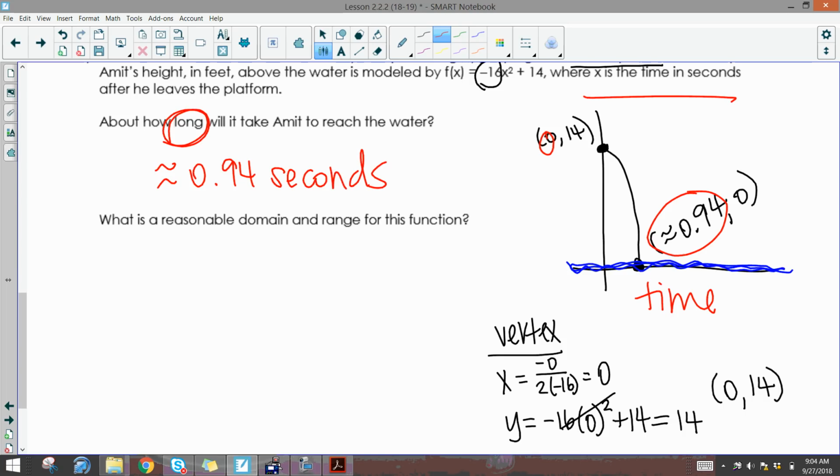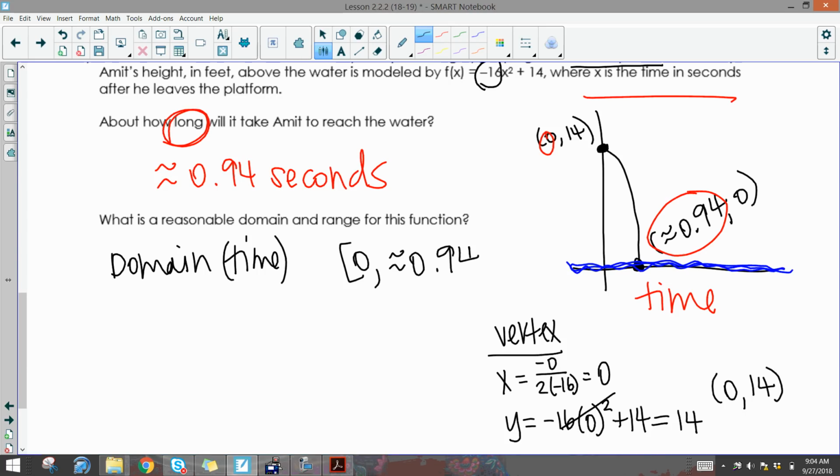Okay. Now, what's a reasonable domain and range? Okay, so again, think about what your domain is. Domain is time. So if domain is time, we are starting that at 0. Obviously, we're going to start timing at 0. But then once he hits the water, the jump is over. So I don't care after that. So it's from 0 to about 0.94.